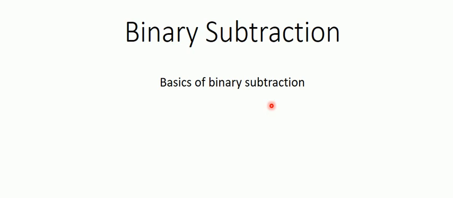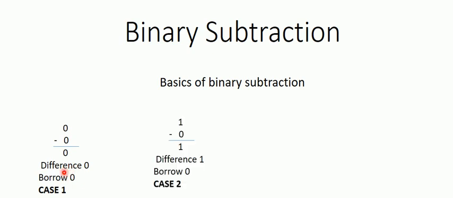four basic rules. In rule 1, or case 1, if we subtract 0 from 0, we get a difference 0 and we don't have any borrow here. In case 2, or rule 2, if we subtract 0 from 1, we get a difference 1 and we don't have any borrow here. Now if we subtract 1 from 1, we get a difference 0 and we have a borrow 0.